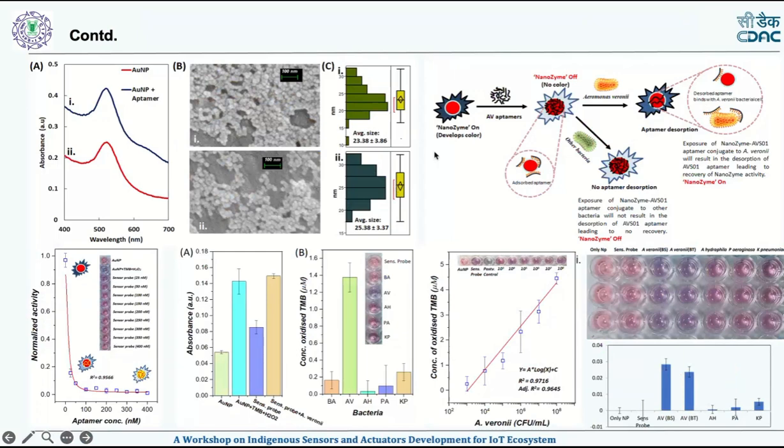Now, what happens if we use this bacteria in this system? The aptamer will dissociate from the gold nanoparticle and attach to the bacteria, and the gold nanoparticle will recover its nanozyme activity and produce the blue color. Here you can see a schematic that the gold nanoparticle has nanozyme activity, and if we have the aptamer on the surface of the gold nanoparticle, it forms a nanozyme map.